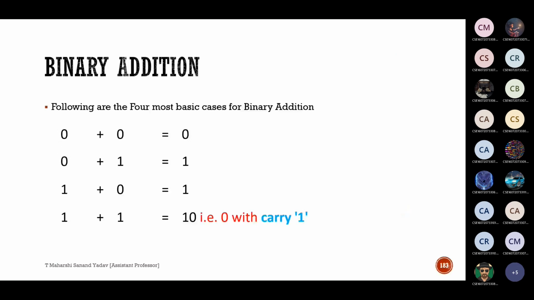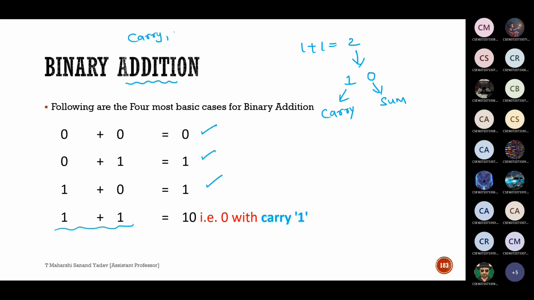So binary arithmetic. In binary addition, if I take two variables, 0 plus 0 will be 0, 0 plus 1 is 1, 1 plus 0 is 1, and this is special. So generally what I told you, 1 plus 1 is 2. 2 can be written as 1 0. This leftmost bit is called the carry and this bit is called the sum. Why am I calling it carry and sum? In addition, generally we do summing by taking some carry.